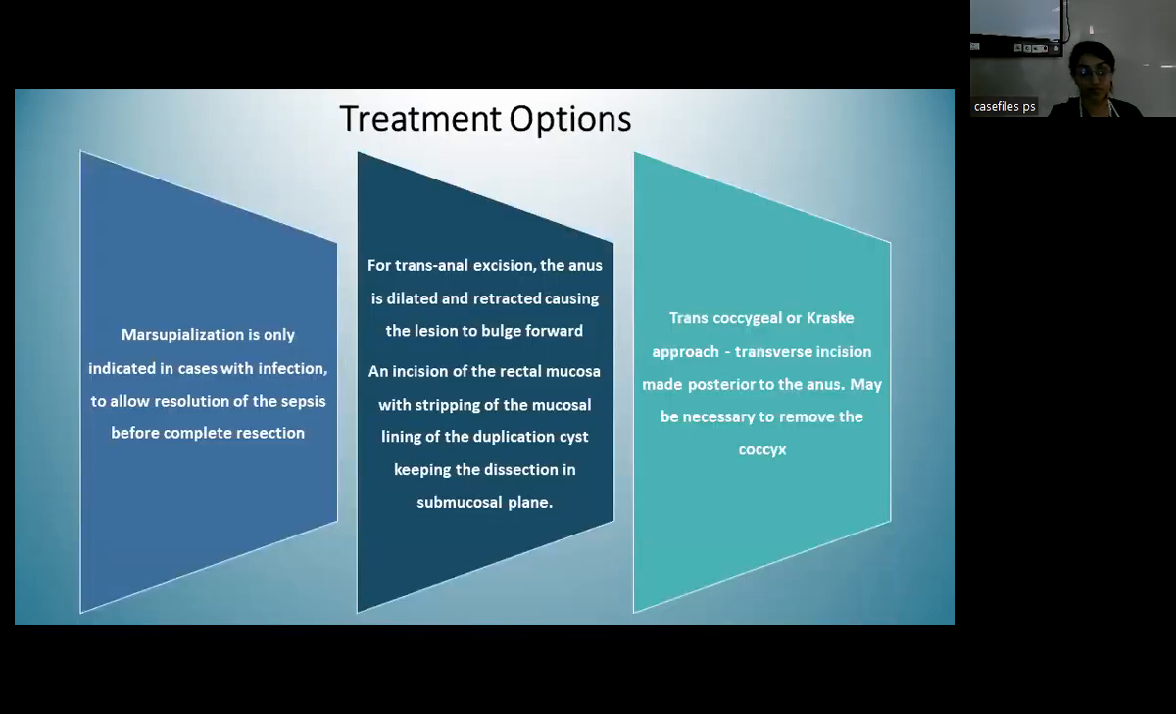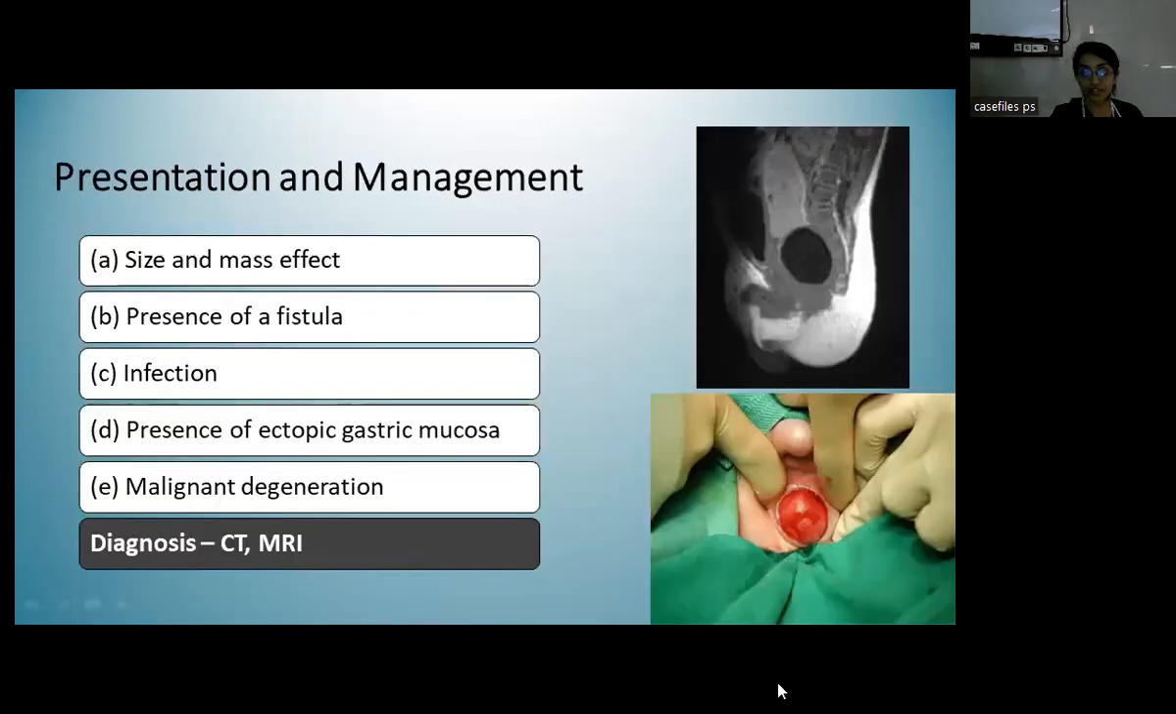This is one of the cases of transanal excision. In this, they used both abdominal and transanal approaches. It was a big tumor, so they pushed the tumor from above, and from below they retracted the anus, then incised the mucosa, and by lifting the mucosa they removed the cyst and then closed. So always endorectal dissection like this.